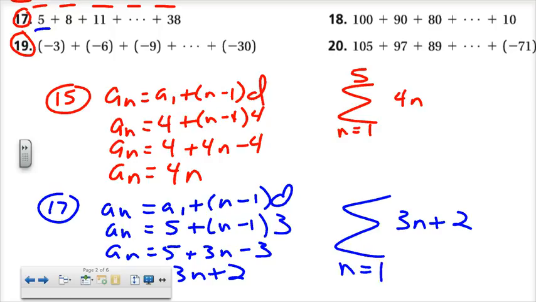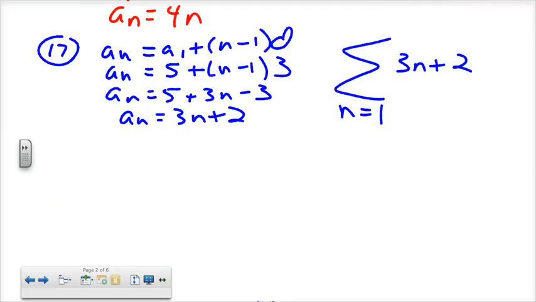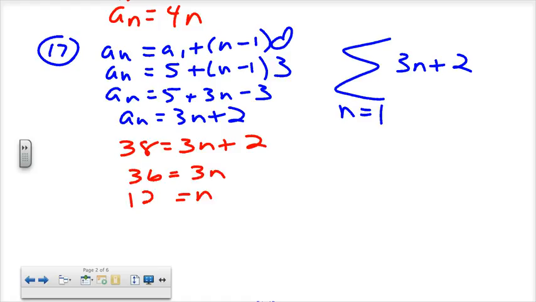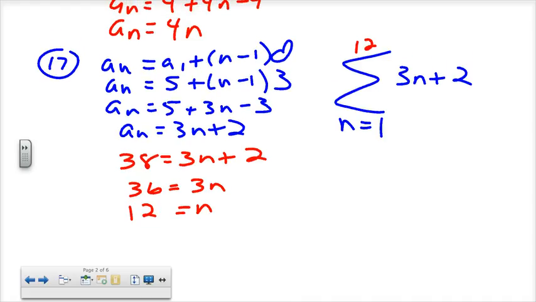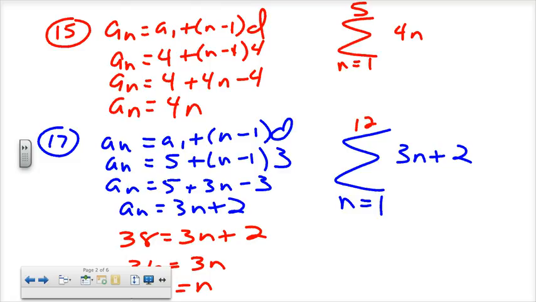But the problem becomes, which term do they need to stop with to get 38? Well, that's what this rule is for. How do you get 38? Well, you put 3 times whatever the term is plus 2. So subtract 2 from both sides and divide by 3, and n is 12. And again, you can put the 12 in there. 3 times 12 is 36, and 36 plus 2 is 38.